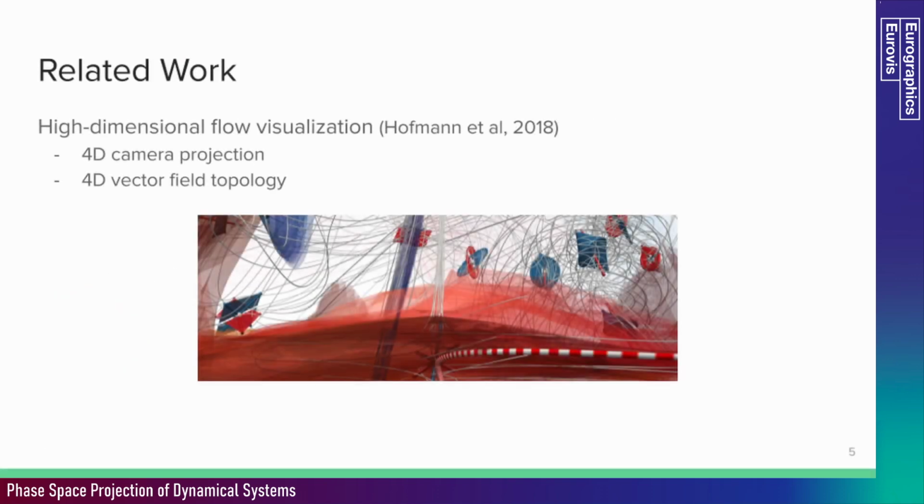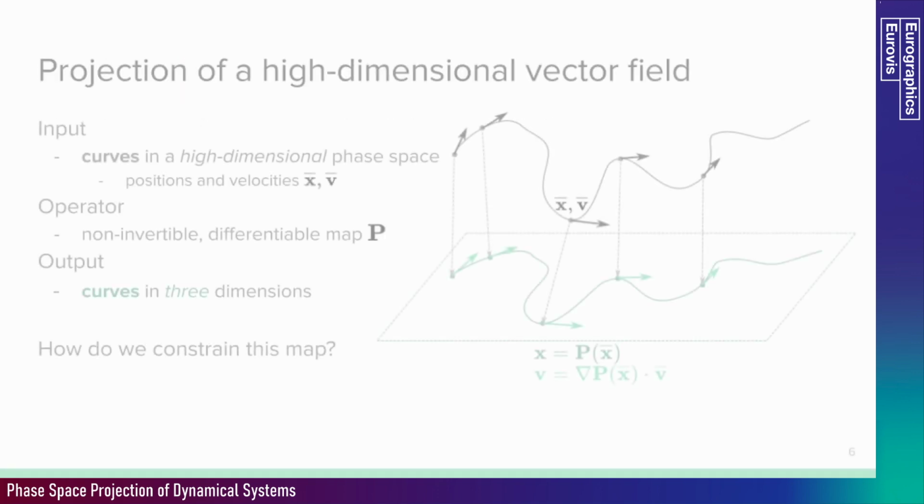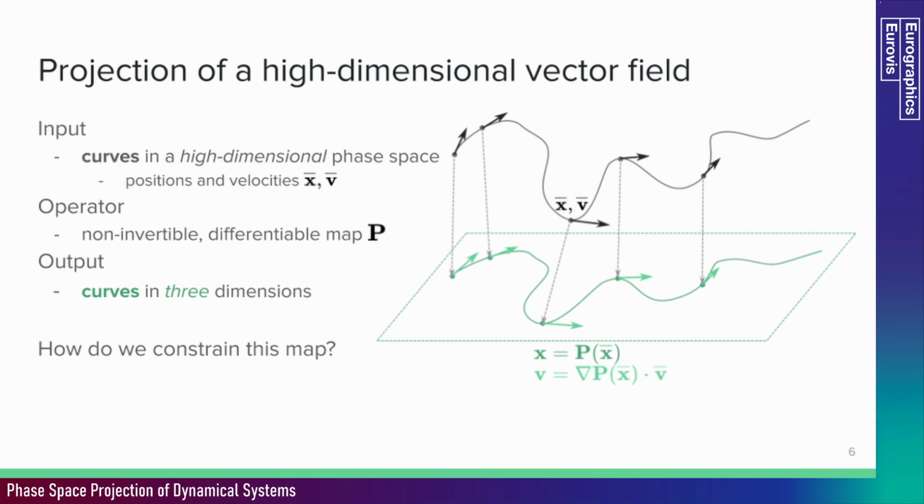This is one of the problems that we aim to rectify. Besides the dimensionality reduction methods, it is worth mentioning interesting work in high-dimensional flow visualization. Hofmann et al. developed a 4D camera projection technique that enables exploration of 4D vector field topology. With our method, we do not have a restriction on the dimensionality of the input data. Now we will describe the details of our method.